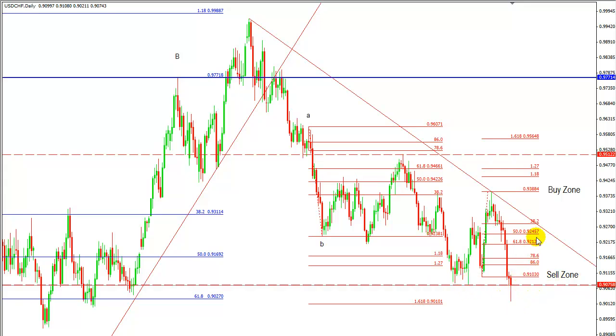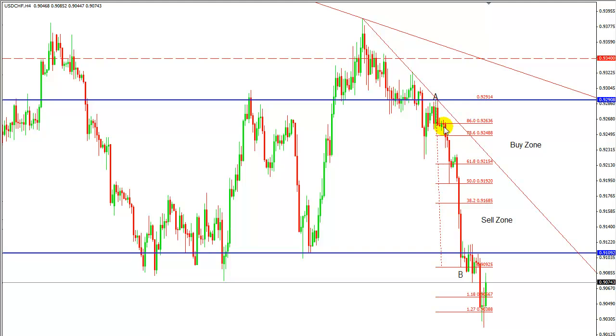Last point of reference, scored a point, potential pullback. So watch this now for a potential pullback towards this downtrend line. If we take a look at the 4 hour, A is at 92.91. The B is at 90.85. And again, below is the sell zone, above is the buy zone. This is the lovely pin bar as well.